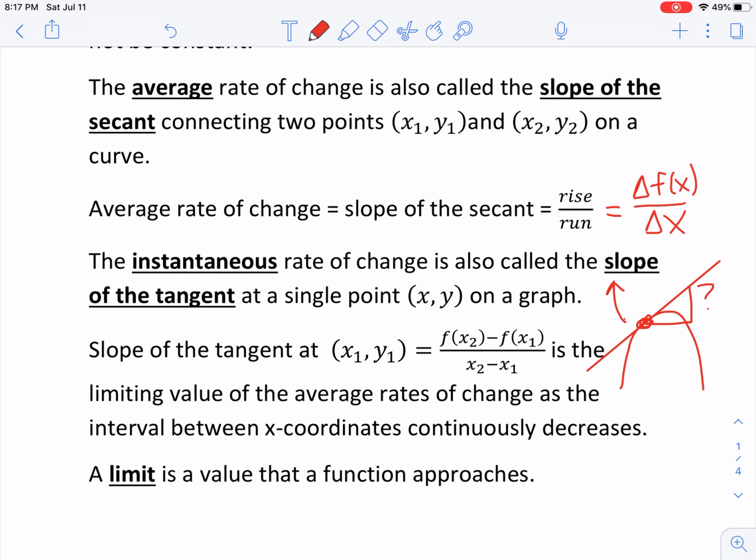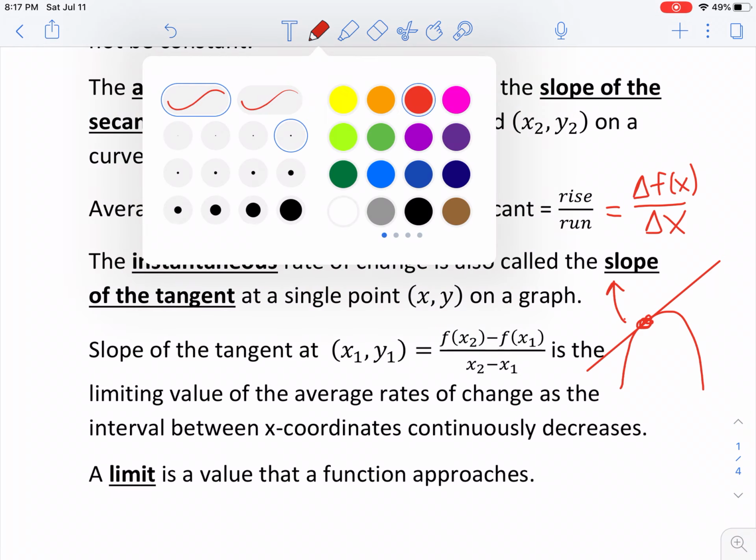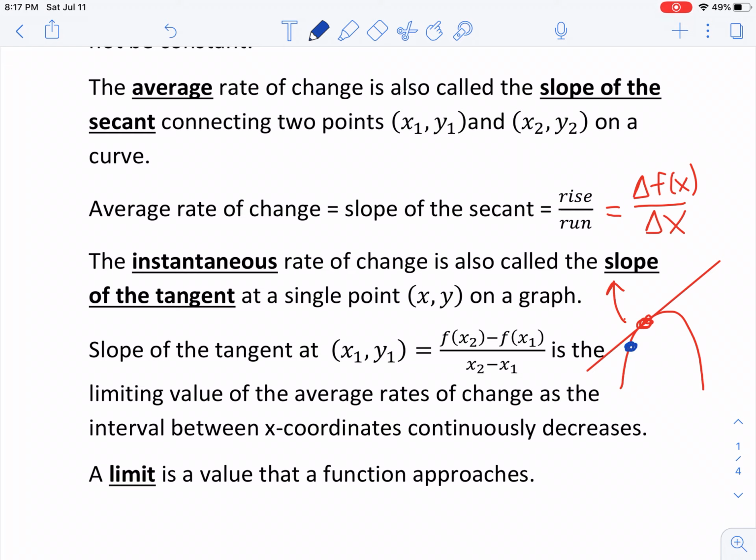Well, what we have to do is we have to take a secant line that we do know how to find the slope of, or the average rate of change for, and I'm going to draw a secant line from one point that's pretty close on either the left side or the right side to the given point. And I'm going to find the slope of that line, and then I'm going to move my point a little bit closer to the given point, and I'm going to calculate the slope again. And the limiting value of all those slopes will be the instantaneous rate of change, or the slope of the tangent. So the limiting value is really important here, and this is going to be important for calculus.